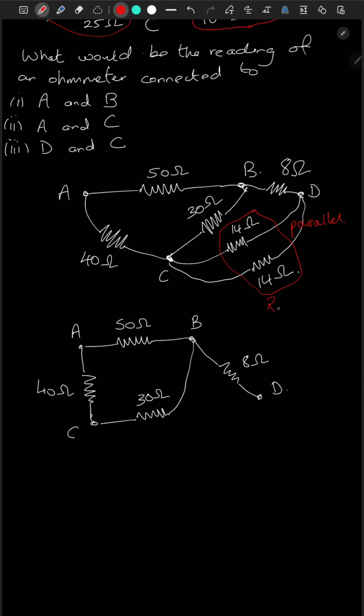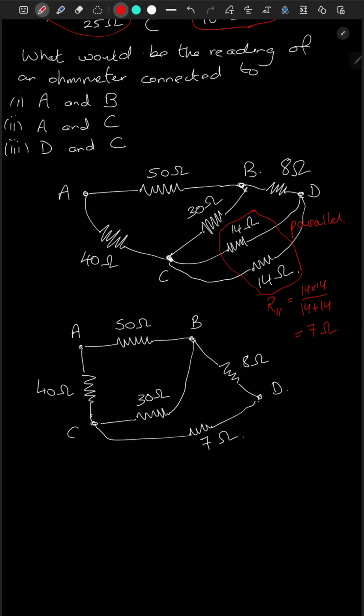so resistance in parallel would be equal to the product, 14 times 14, divided by the sum. And you will get 7 ohm over here. So this reduces to 7 ohm resistance. So from C to D we have a 7 ohm.